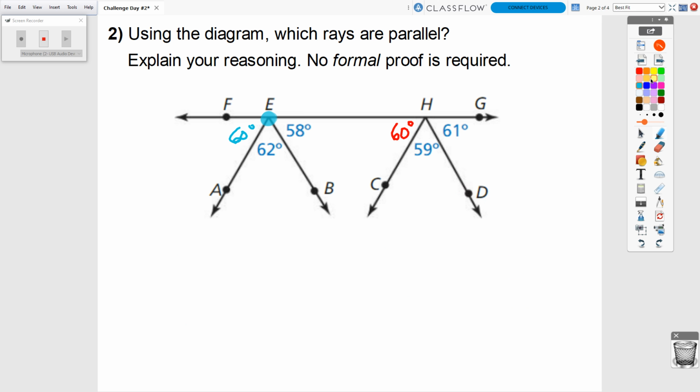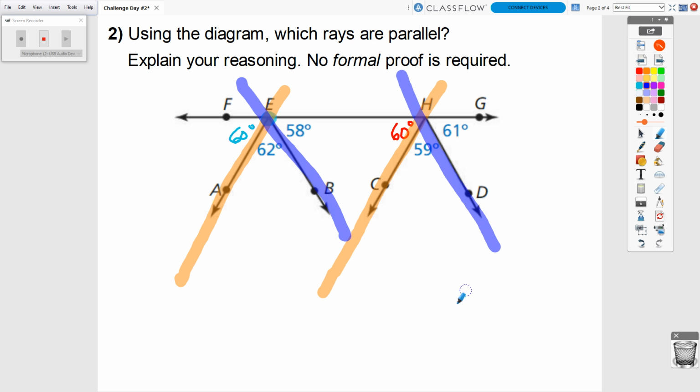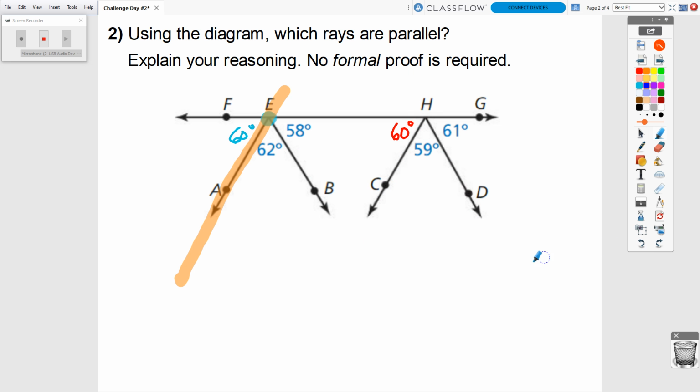And really the only things that look plausible of being parallel might be ray EA and ray HC. Another possibility might be ray EB and ray HD. But other than that, that's really the only two cases we could explore here, right? So let's start with these first two, EA and HC. And what's going to be our transversal is this line, FG.